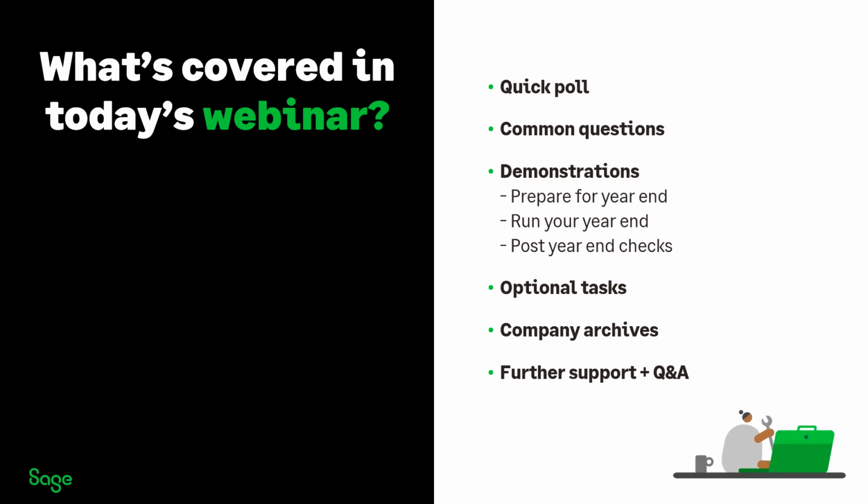A lot of people think those tasks or those processes are included as part of the year-end process itself, and they're not. They are additional optional tasks that if you want, you need to complete separately. We're going to touch on company archives, as one is created during the year-end process. Just explain a little bit about that. And then right at the end, we'll explain more about the additional support. And then if there's anything outstanding question-wise, we'll pick those up as well.